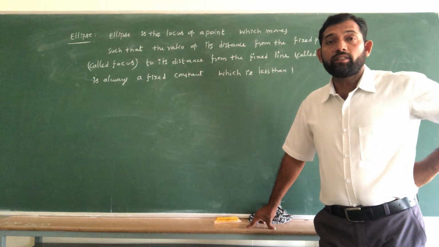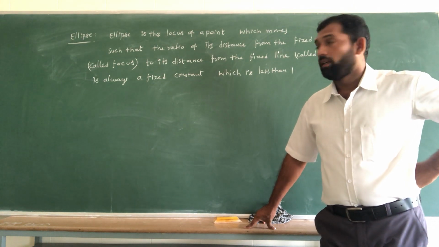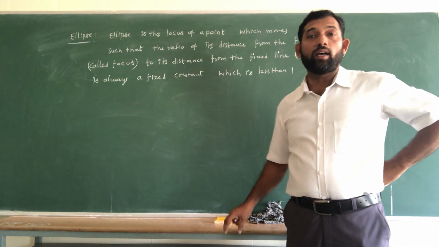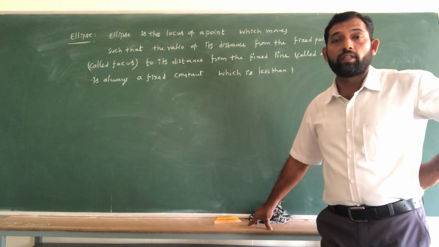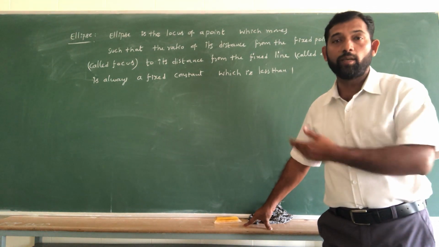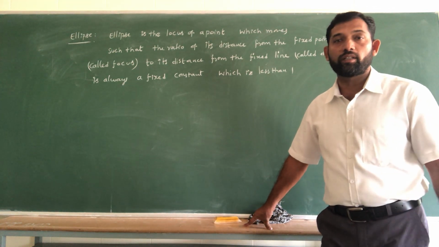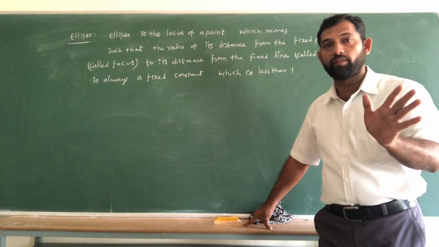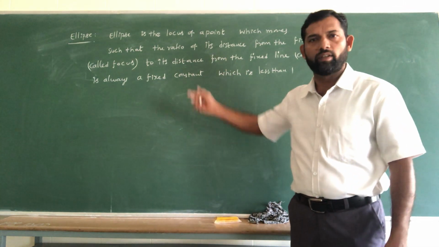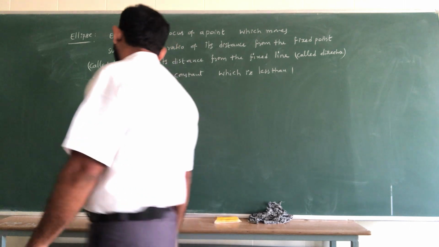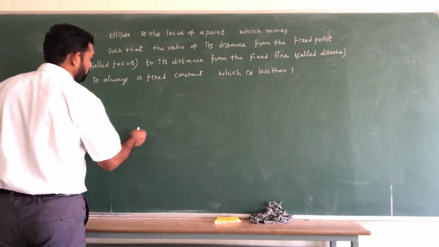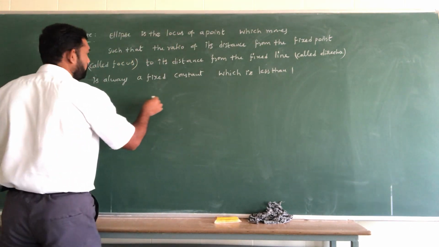So if the eccentricity value E is equal to 1, that is called a parabola. E less than 1, that is called an ellipse. E greater than 1, that is called a hyperbola. I said it very clearly. The same definition only is given. So then what is the shape of the ellipse?